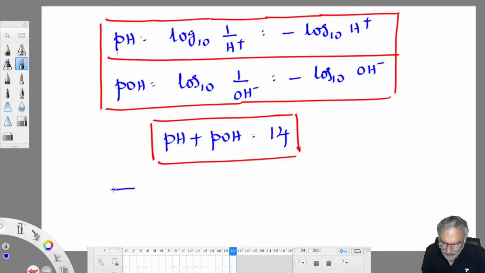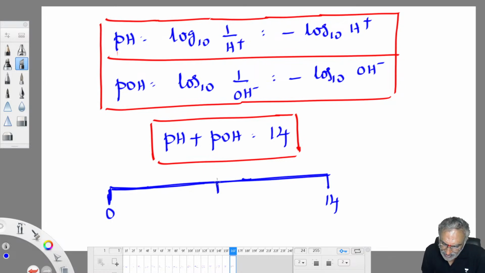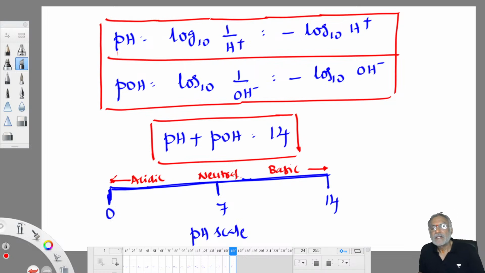pH value or pOH value normally ranges from 0 to 14. Maximum is 14, minimum is 0. pH scale or pOH scale, whatever you call. Exactly at center it is 7. This is called pH scale. If pOH is 0, pH is 14. If pOH is 14, pH is 0. Close to 0 pH, water is treated as acidic. Close to 14 pH, water is treated as basic. And close to 7, it is treated as neutral. So that is how we can find quickly the nature of the water.